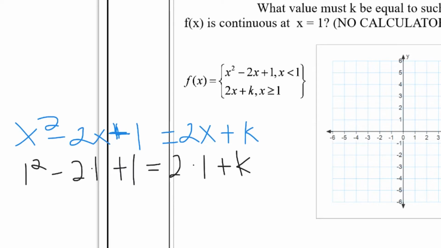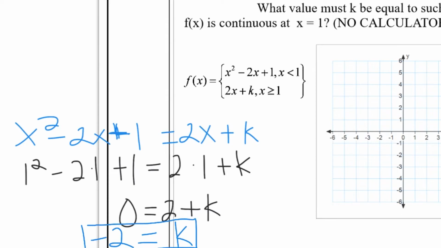Looking on the left side of the equation, 1 squared is 1, minus 2, which is negative 1, plus 1, which is 0, equals 2 plus k. How do you solve for k? Subtract 2 from both sides. And we end up with k equaling negative 2. And that's the value of k that would actually make that piecewise function continuous.